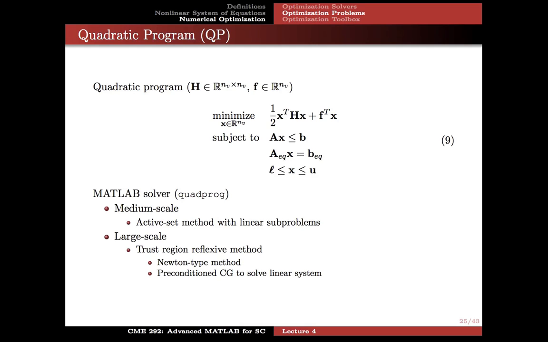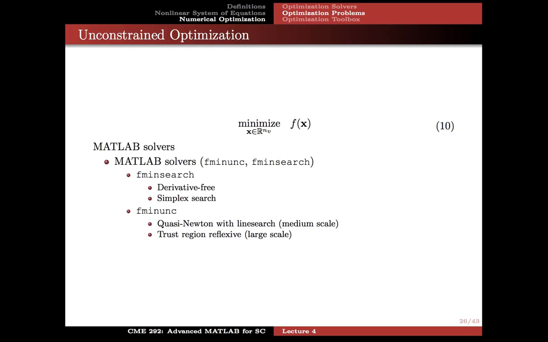By default, MATLAB is using the large-scale trust region reflective method. So this is a Newton-type method, and it uses preconditioned CG to solve the linear system. Remember, we can use CG because we want to define H to be symmetric, positive definite, or semi-definite for a minimum to exist. Another class would be unconstrained optimization.